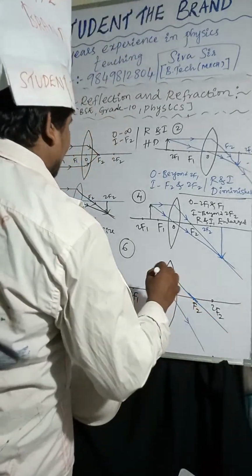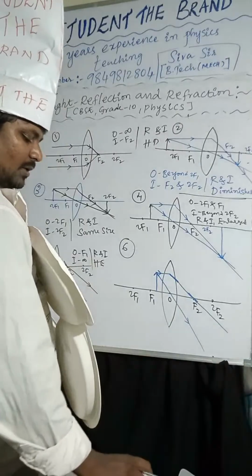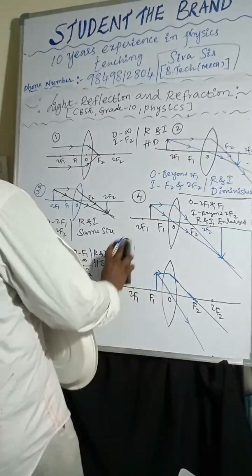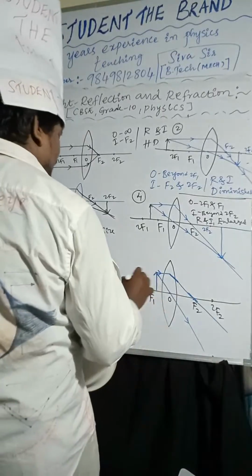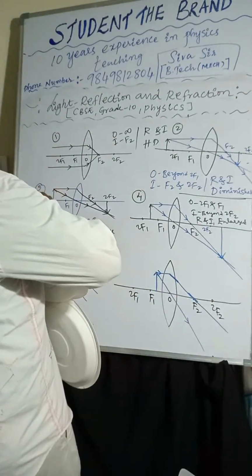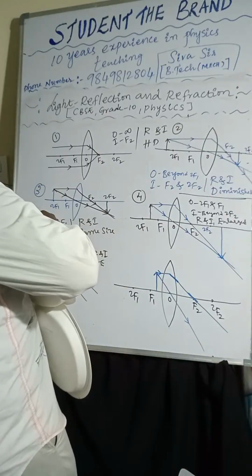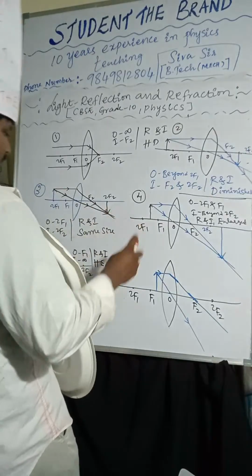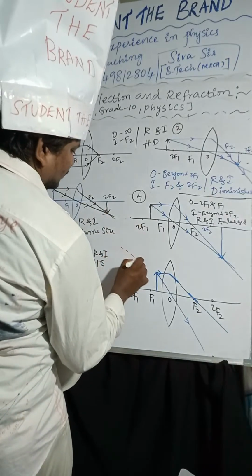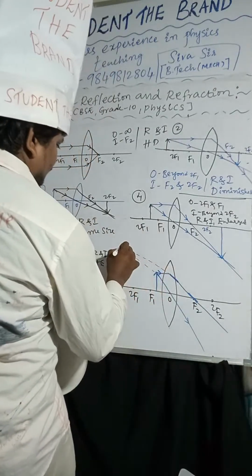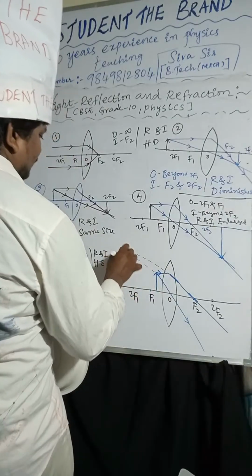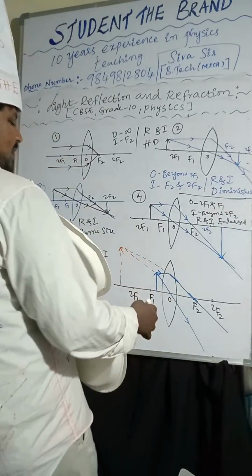So if you are extending these light rays, those light rays will meet, and the image will form on the same side of the object.